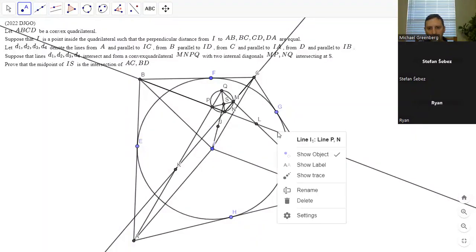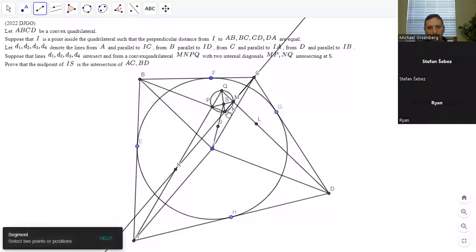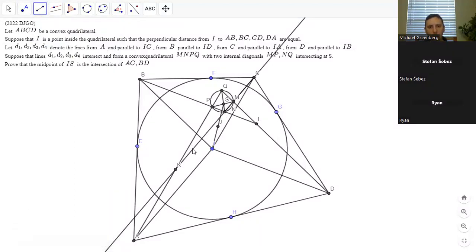And then one thing to observe is that, for example, BLDI is a parallelogram. That is quite obvious, just because of the parallel lines. So IL bisects BD. And also similarly, IK bisects CA.